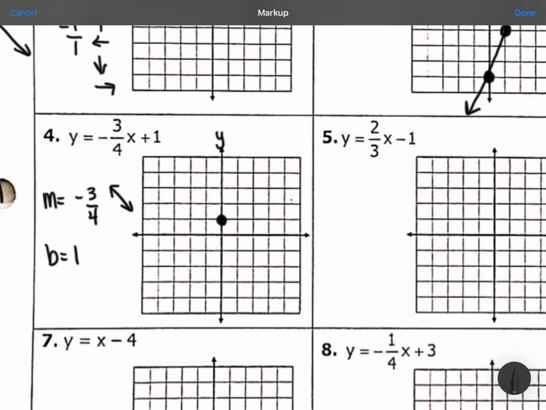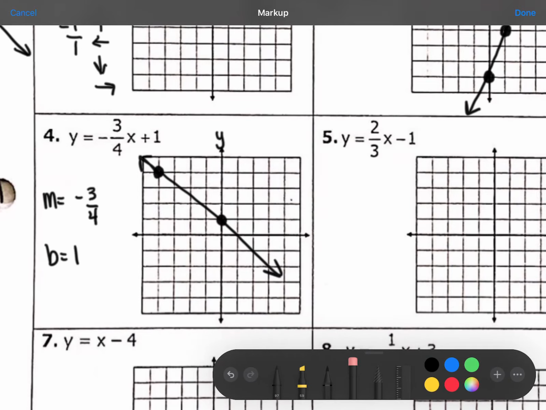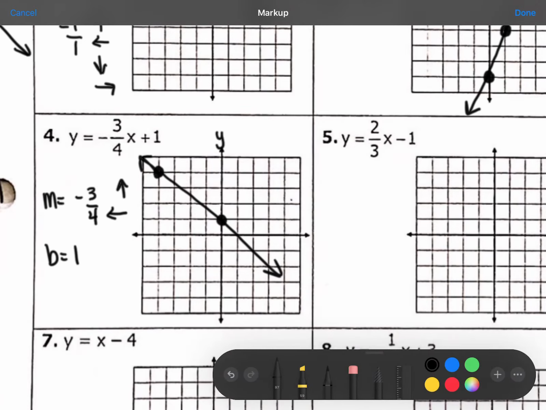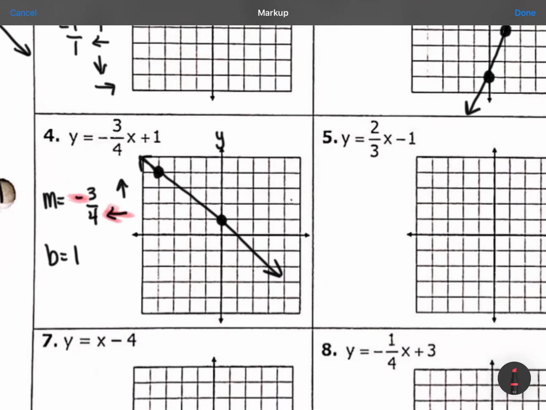From that point, I have a 3 over 4, but it's negative, so I can go up 3 blocks, 1, 2, 3, and to the left 4, 1, 2, 3, 4. So rise 3, run 4, but you have to go in the negative direction. So rise 3, and then left 4 because it's negative. And again, I could have fallen and then crawled, or you can stand up and run. I like to stand up and run. So I rise and then I run to the left because it's negative. Remember, anytime it's negative, you want to go to the left. So this was a negative line, so I went to the left.